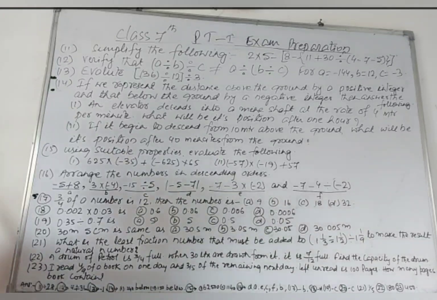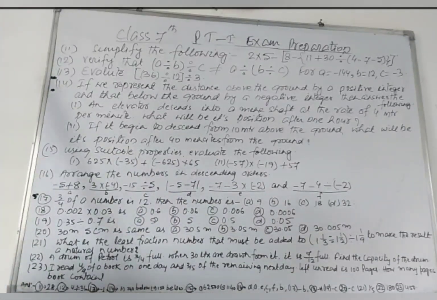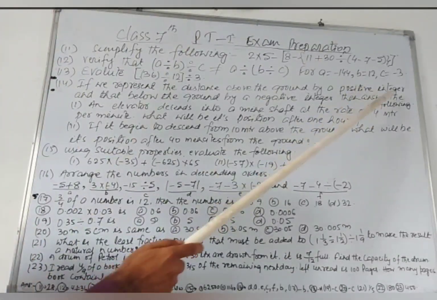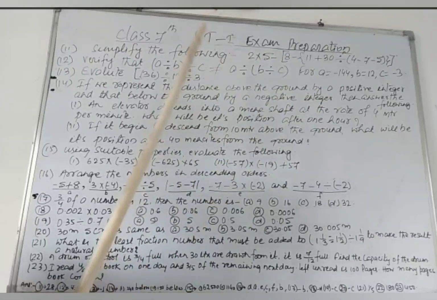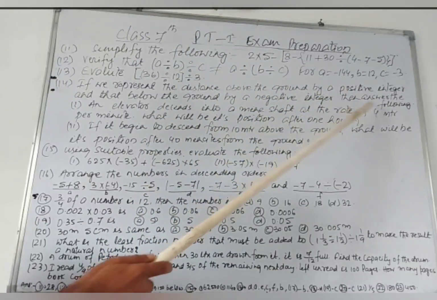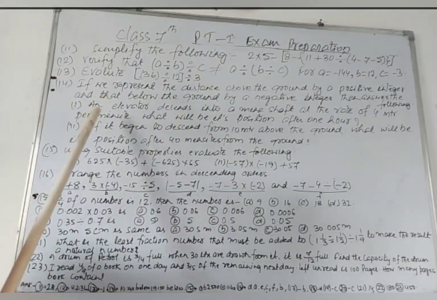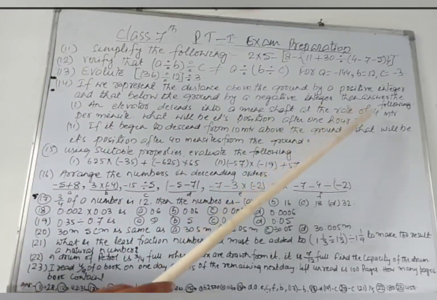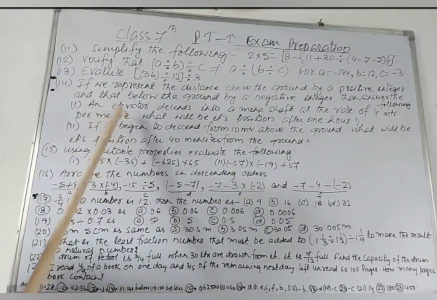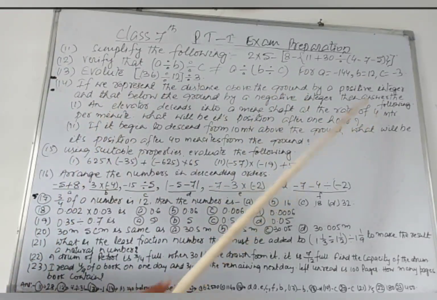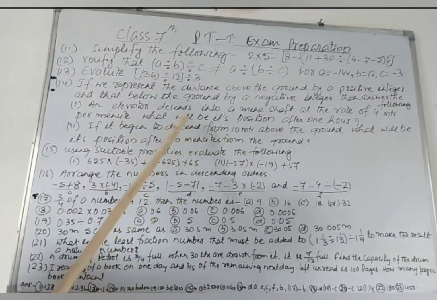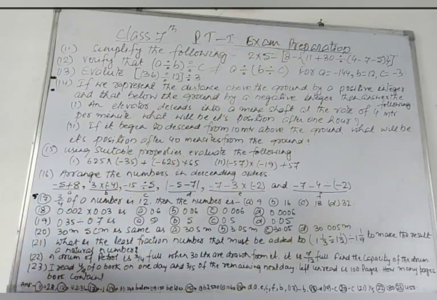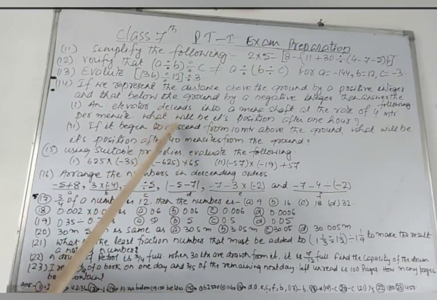Then if you represent the distance above the ground by a positive integer, and below the ground by a negative integer. In that case, an elevator descends into a mine shaft at the rate of 4 meters per minute. In a minute it goes 4 meters. Okay, it descends into a mine shaft, going inside the mine.